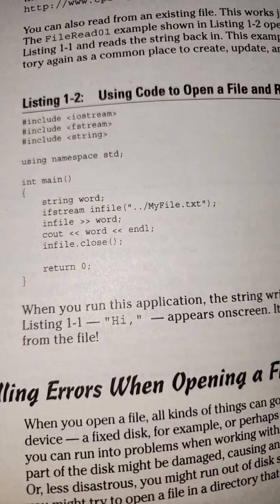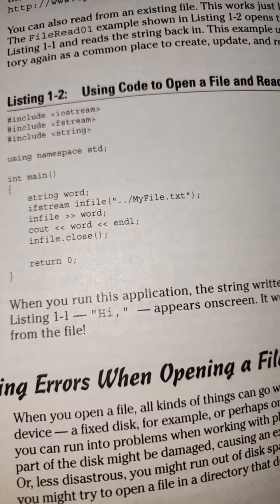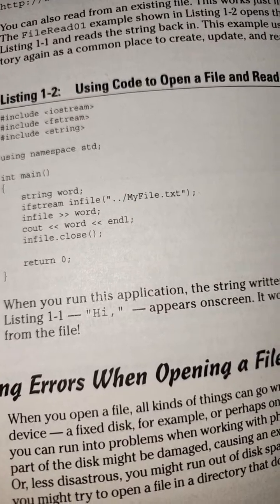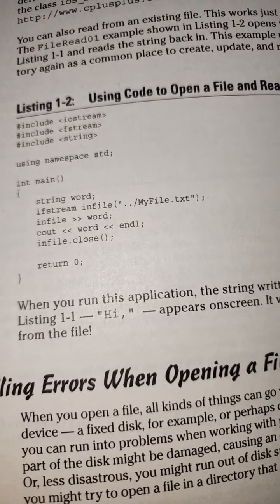Include iostream, include fstream, include string, using namespace std; int main, string word; ifstream infile("myfile.txt"); infile >> word; cout << word << endl; infile.close(); return 0.